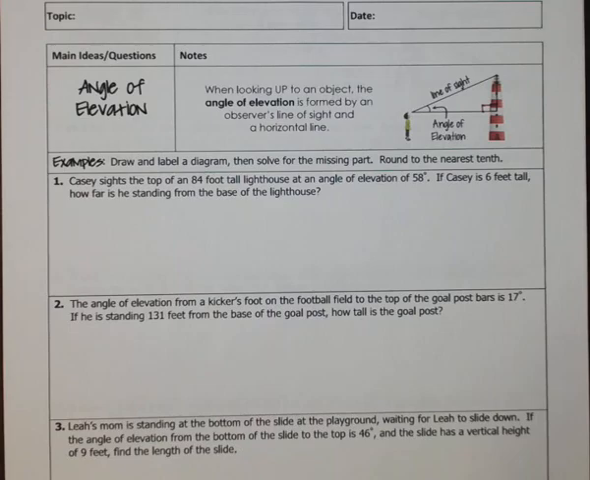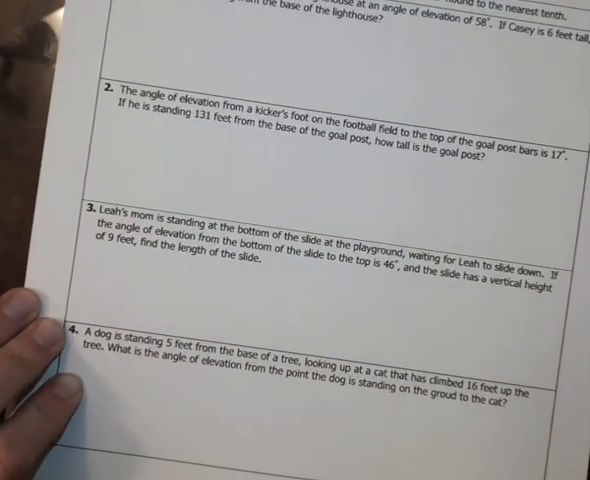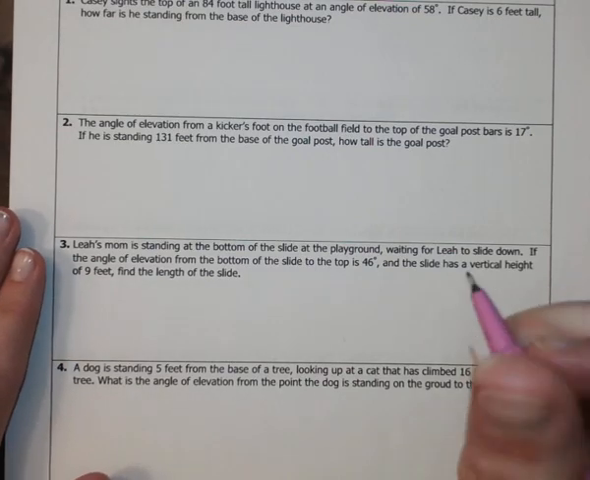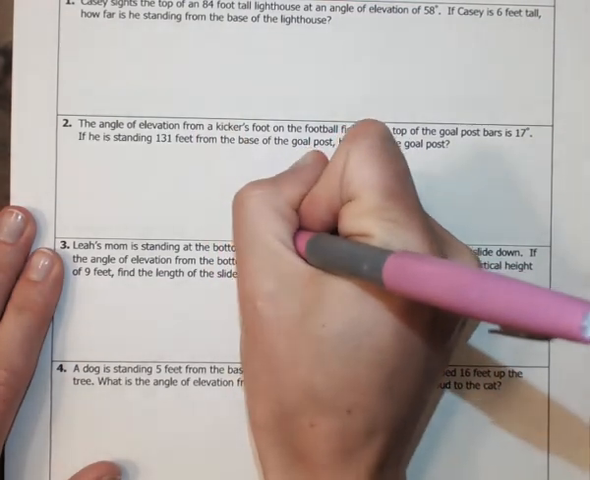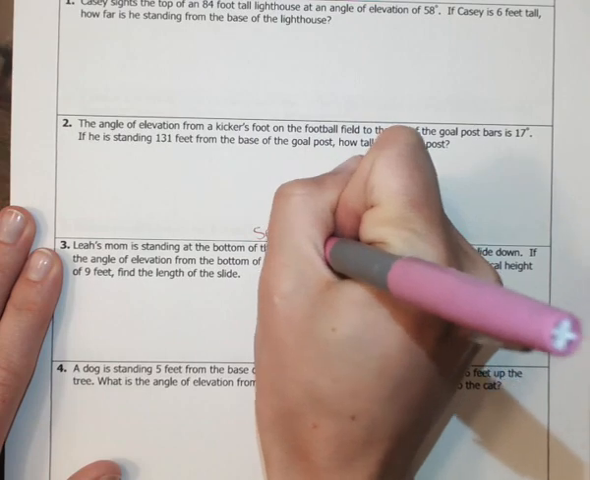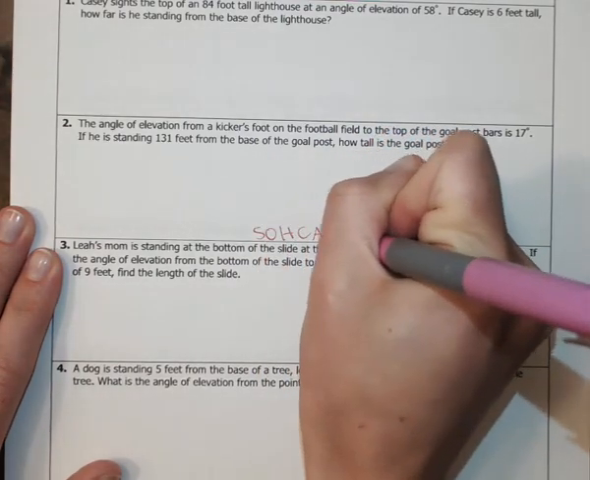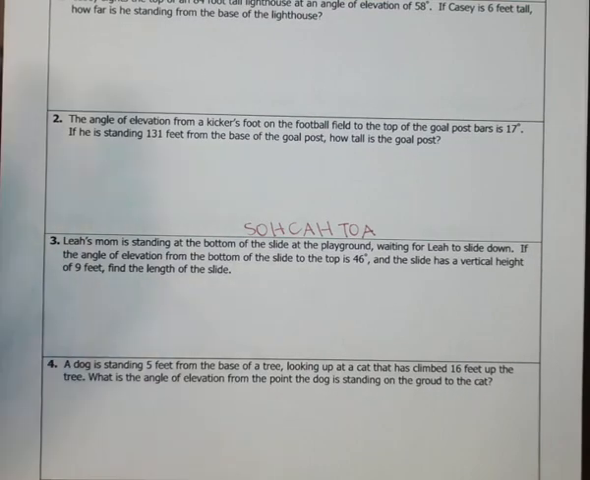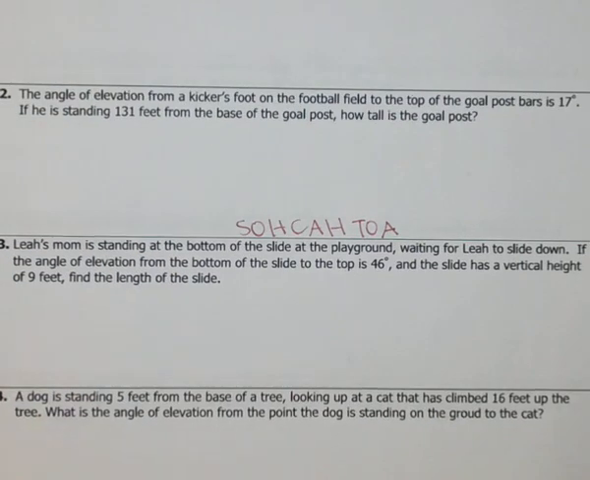So let's look at number 3. I'll just do one of these because they're all pretty much the same. Of course, at the top of your paper, or at the top of each problem, write your SOHCAHTOA so that you can refer to it. So step 1 for these problems is going to be to draw a picture.